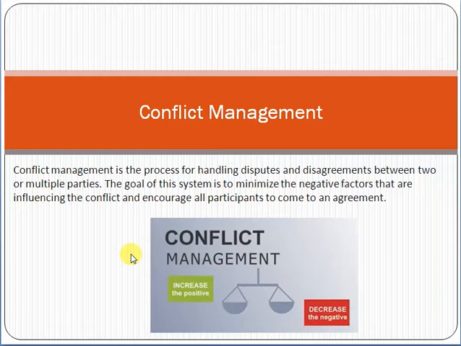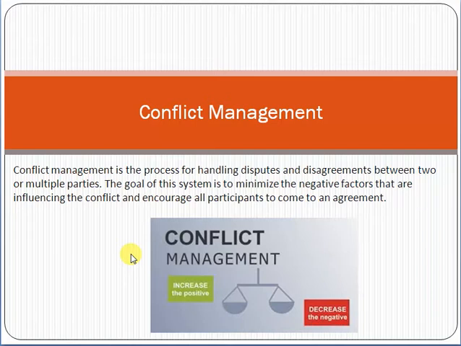So let's start. Conflict management. First of all, we have to understand what a conflict is. Conflict management is a process for handling disputes and disagreements between two or multiple parties. The goal of this process is to minimize the negative factors that are influencing the conflict and encourage all participants to come to an agreement. That is called conflict management.